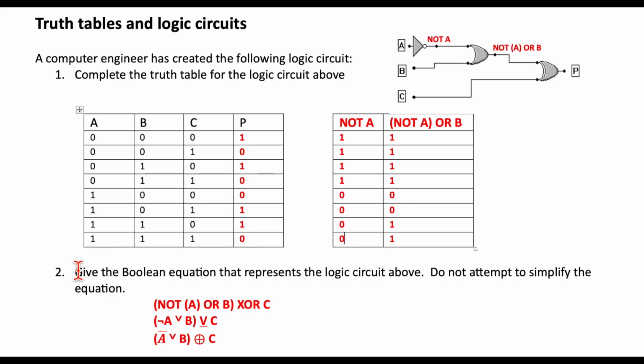The second part of the question asks us to give the Boolean equation that represents the circuit above, and it's asking us not to simplify the equation. So we have A going through a NOT gate, which is then ORed with B, and the output of that equation is exclusive ORed with C.